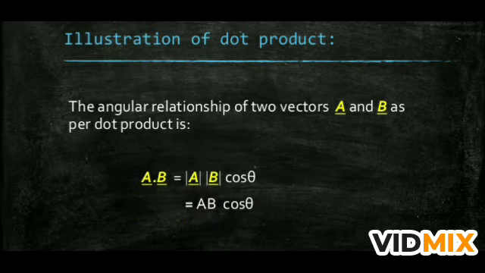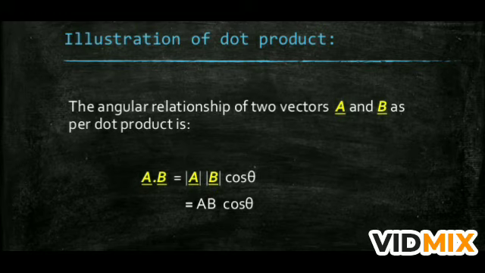Now, what is the illustration of dot product? The angular relationship of the two vectors A and B as per dot product is A dot B is equal to AB cos theta. If you see in this diagram, in this figure, A dot B, vector A and vector B, the dot is kept in between vector A and vector B, and it is equal to AB.